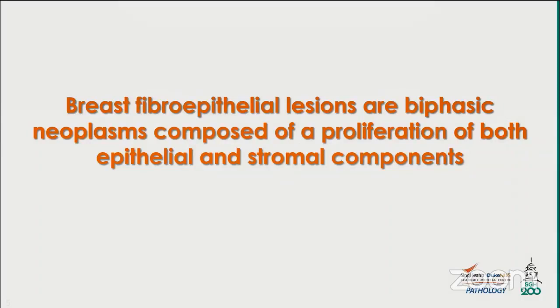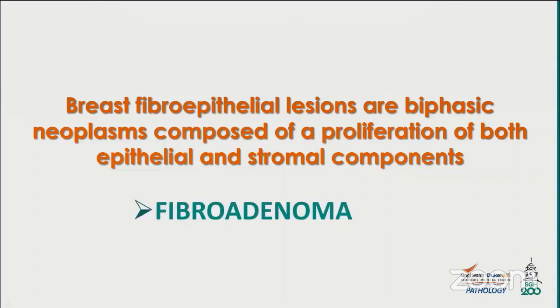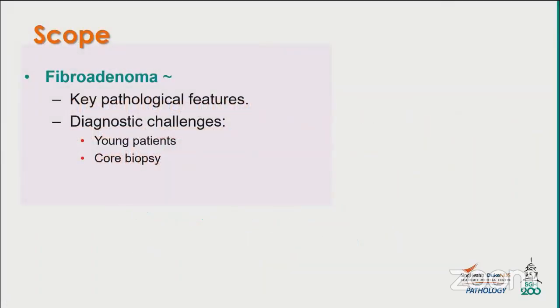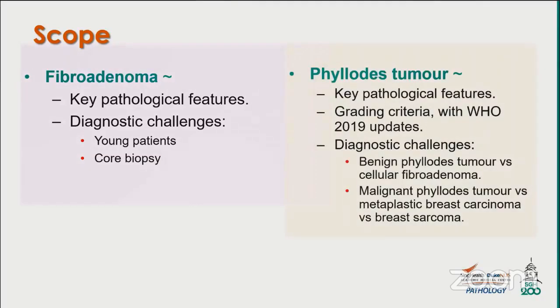As mentioned earlier, these are biphasic neoplasms and are comprised of a proliferation of both epithelial and stromal components. And the fibroadenoma and the phyllodes tumor are the main entities in this group of lesions. For the fibroadenoma, we'll revise key pathological features, delve into the diagnostic challenges when they present in young patients, and on core biopsy. For the phyllodes tumors, a discussion of key pathological features will also ensue, together with the grading criteria and WHO 2019 updates.